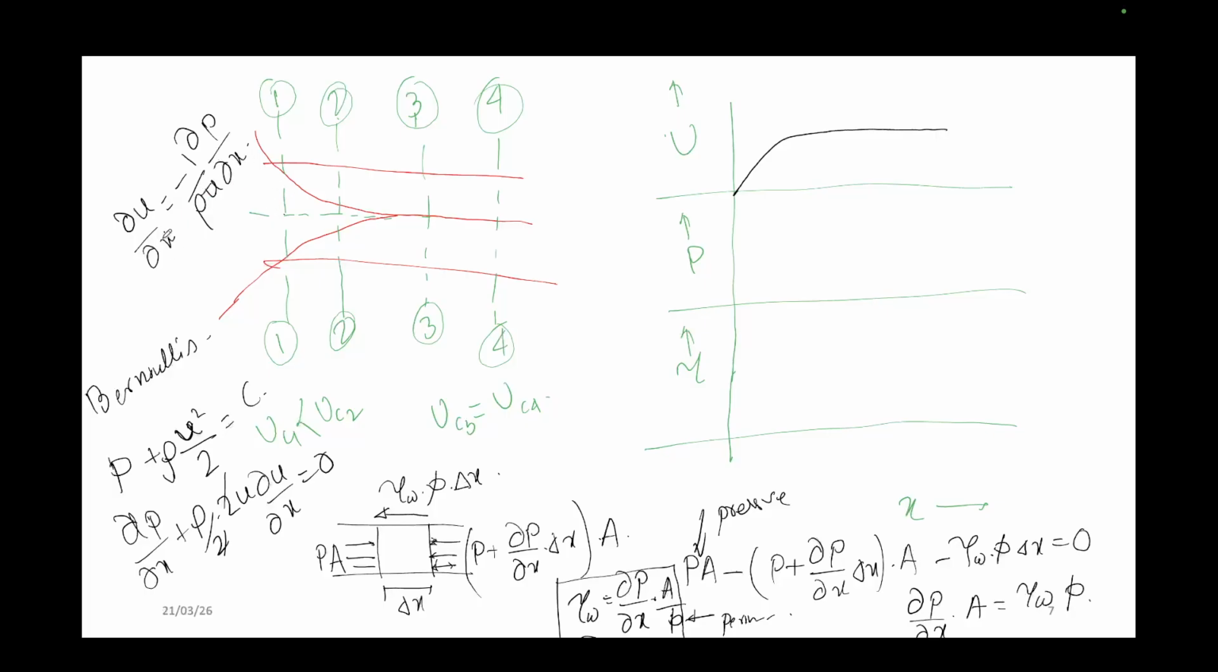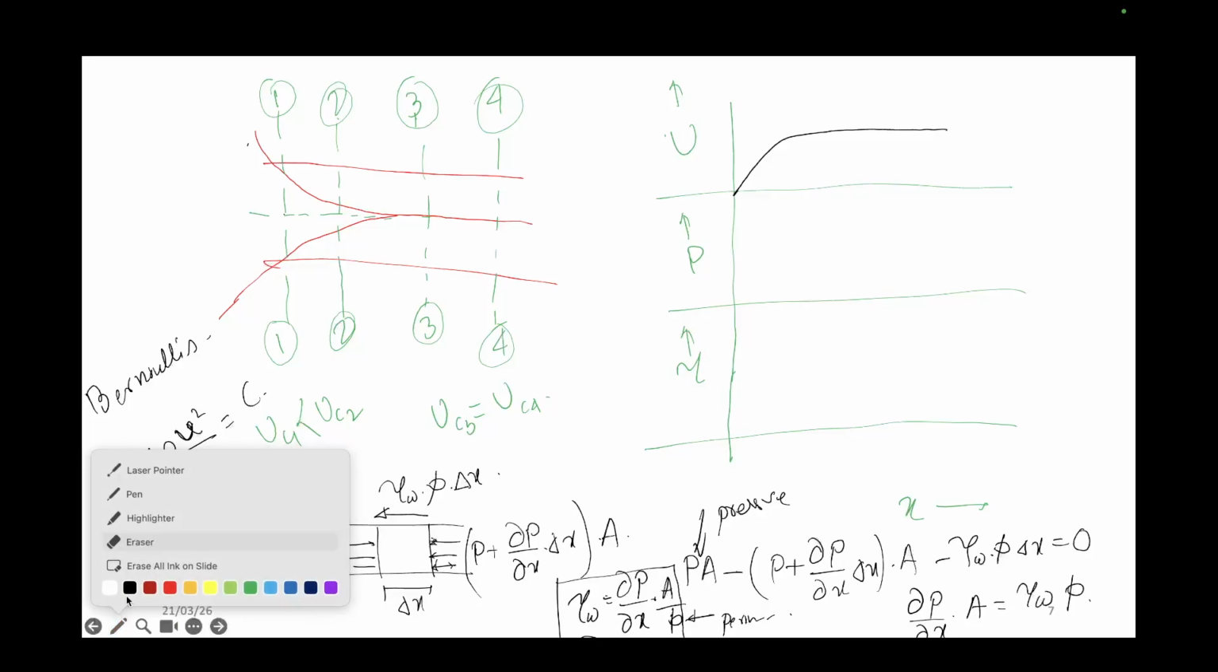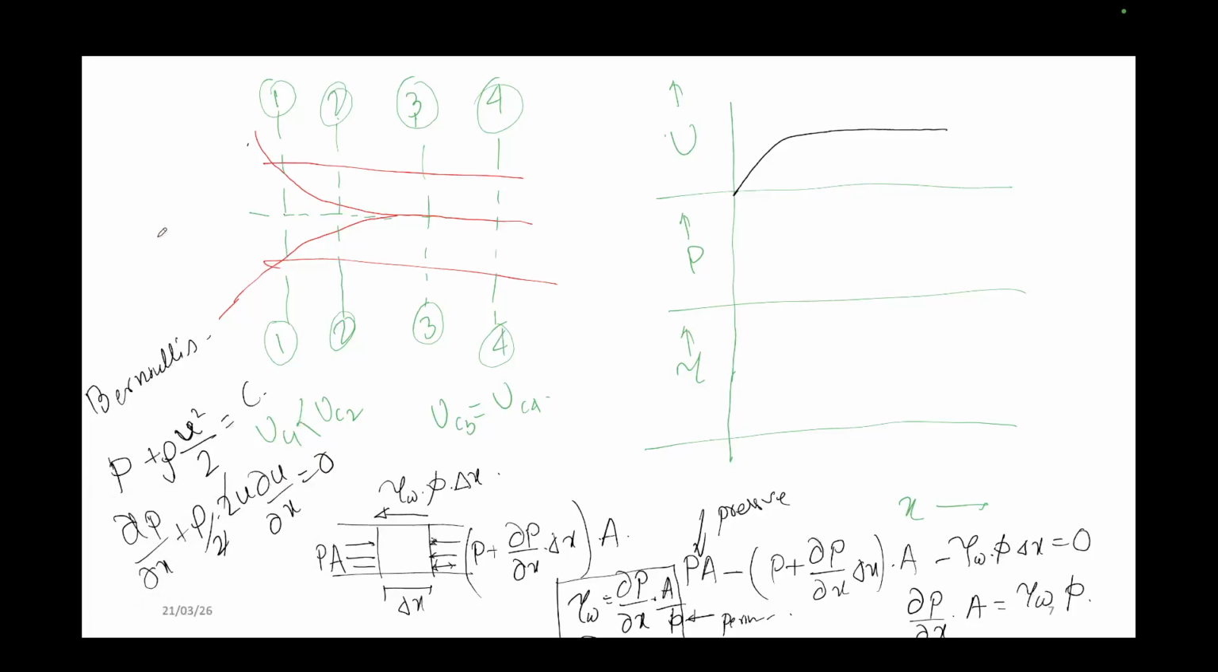So if you see this value, I need to find only the change of pressure with respect to distance. So the dp/dx I require. From this reason also you can see that this dp/dx is minus rho u du/dx.